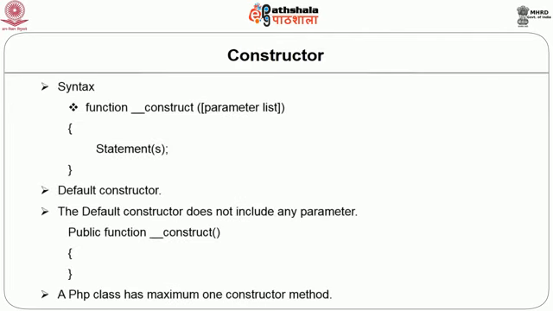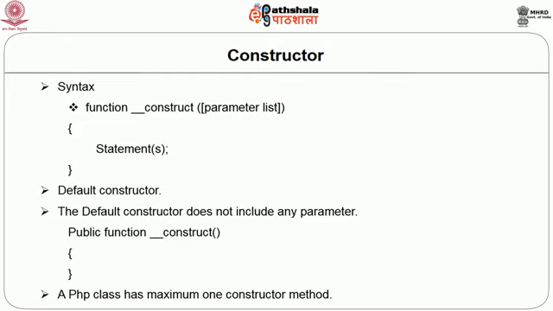The syntax to create a constructor is function __construct, followed by parentheses with an optional parameter list. The constructor name must be __construct, and of course you can also provide an access modifier when you define any constructor. If you don't define any constructor, like in the example I have already taken, PHP will use a default constructor by itself. The default constructor is parameterless; it doesn't take any parameter, and it will work. And in PHP you can use a maximum of one constructor method.